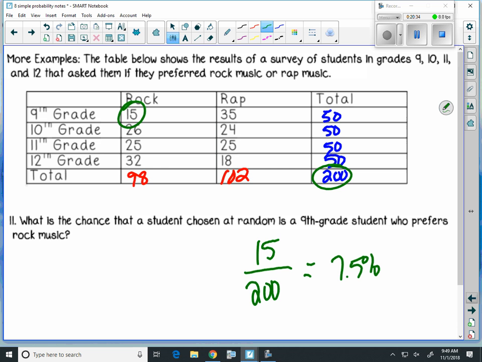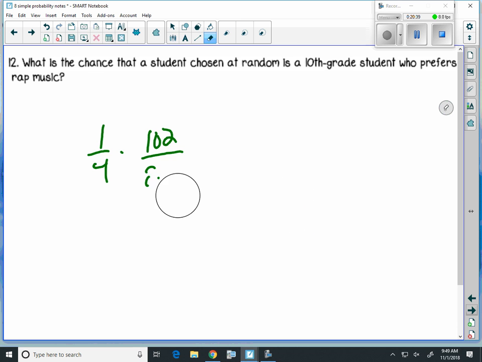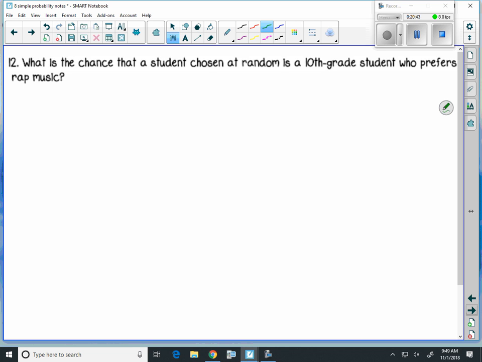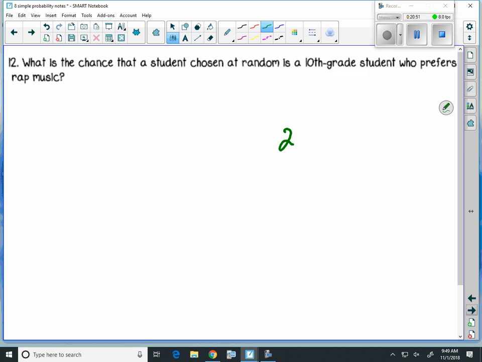So let's redo number 12. If we're going to go by this method, it's 10th grade who prefer rap music. So how many in 10th grade prefer rap? 24. So then what would be our fraction? 24 over 200. And that's 12%.